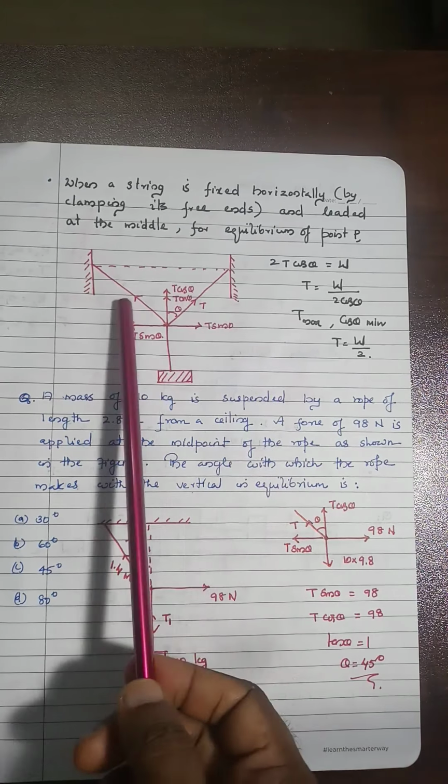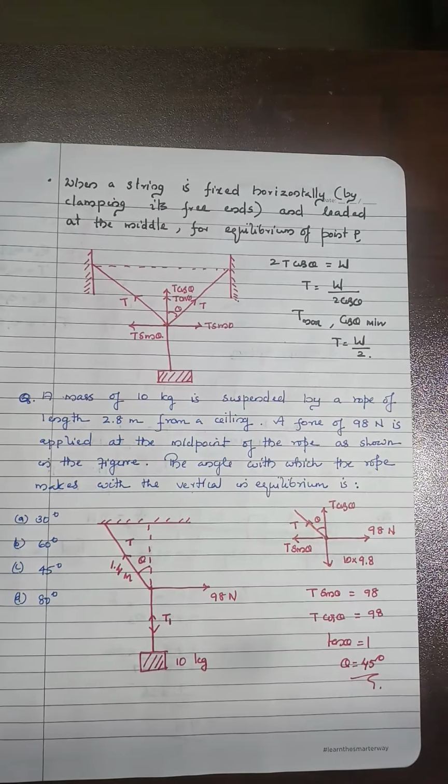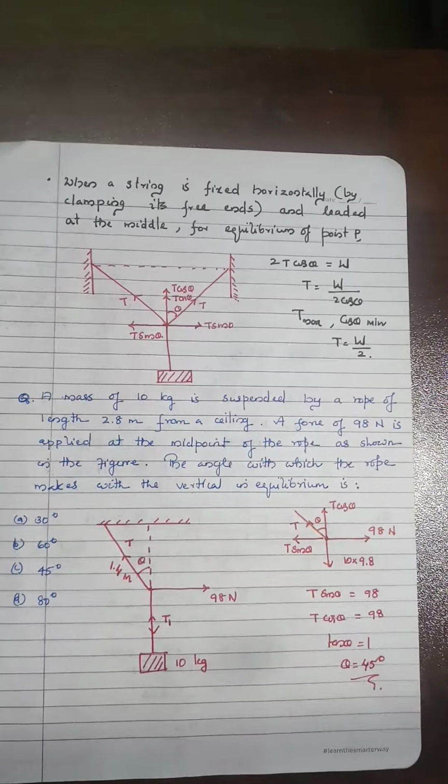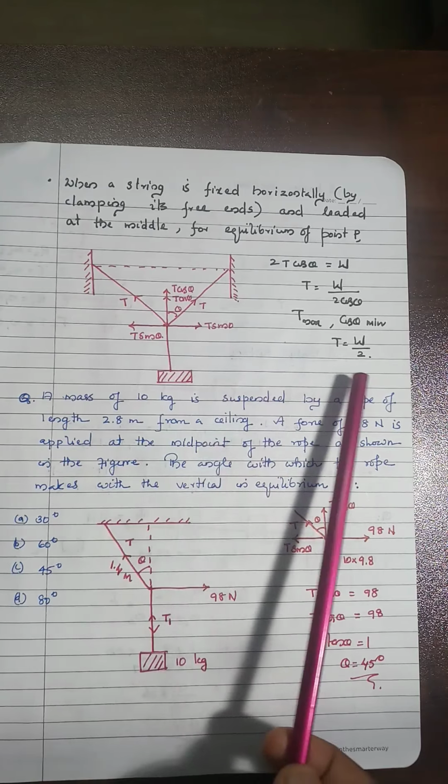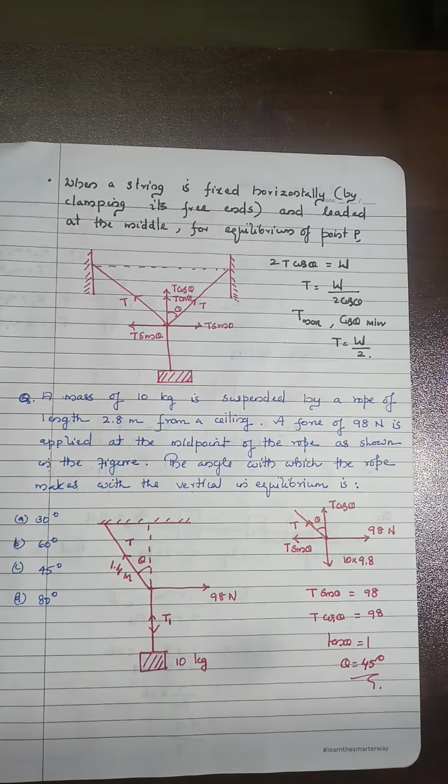So when the tension becomes maximum, cos theta should take the minimum value. That will happen when? So we get the value T equal to W by 2. A simple question is waiting. Good concept with the string.